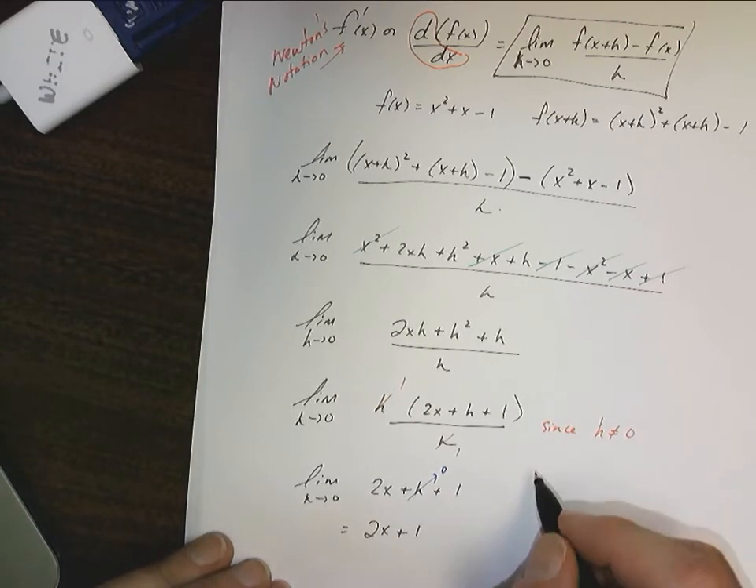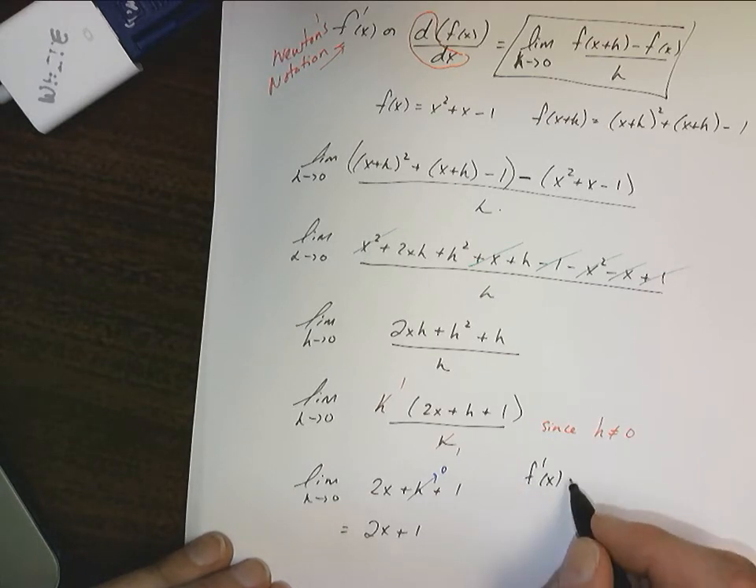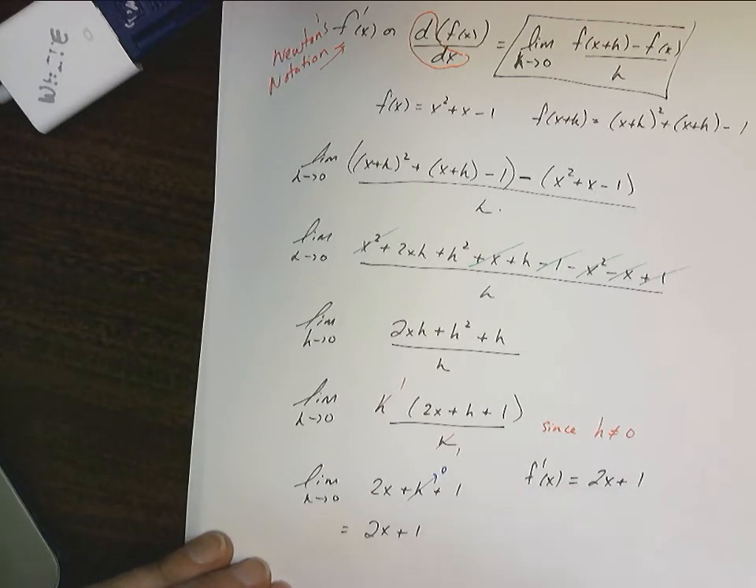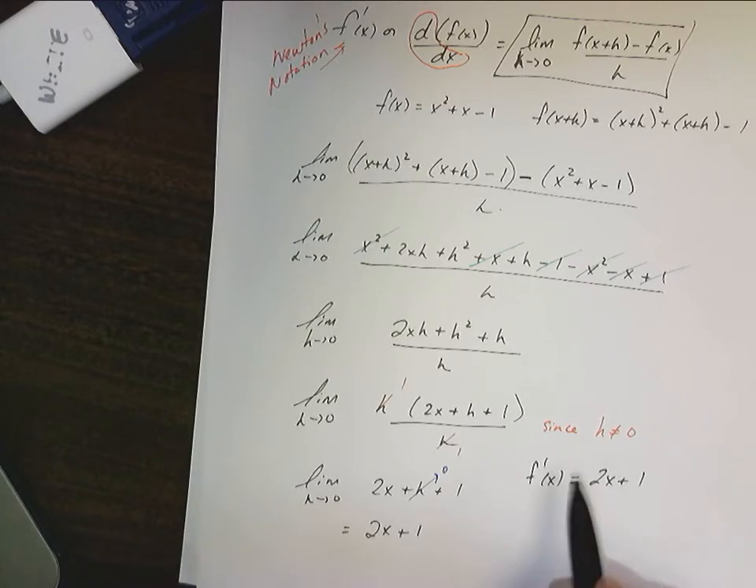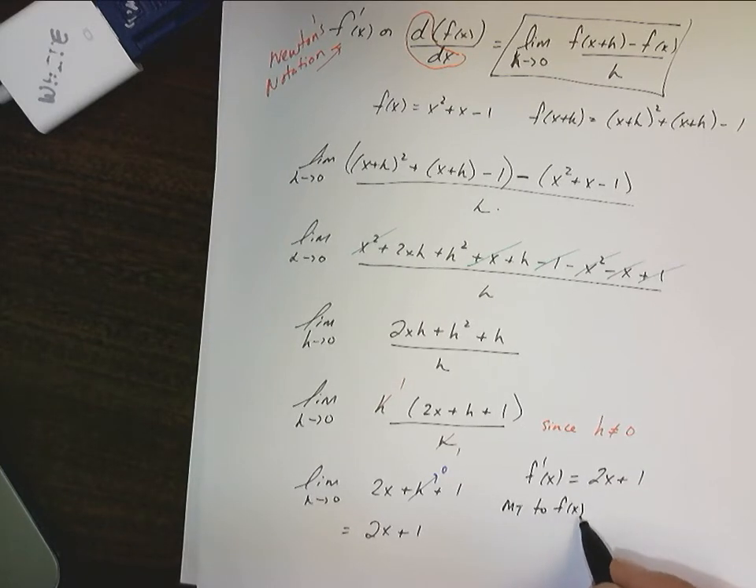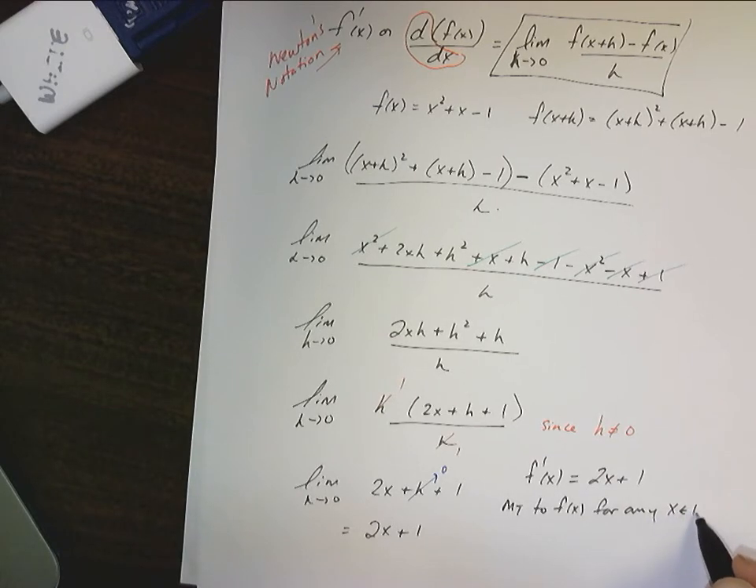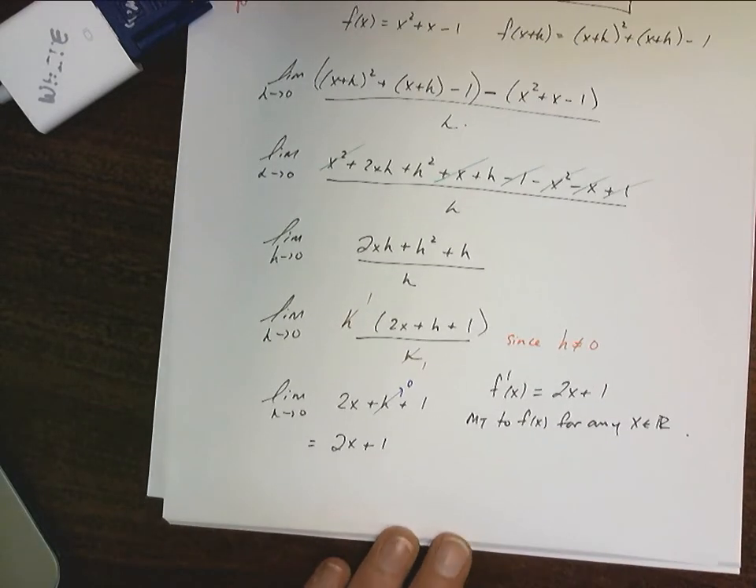And that, ladies and gentlemen, is what we call the derivative of f of x. It is a function that will give me the slope of the tangent anywhere on the original function. So this is the slope of the tangent to f of x for any x as an element of the real numbers. And so I'm going to stop here, and there you go. We'll do another concept in a minute.